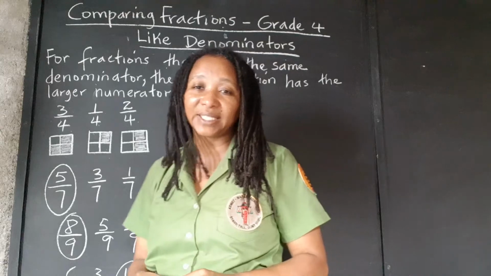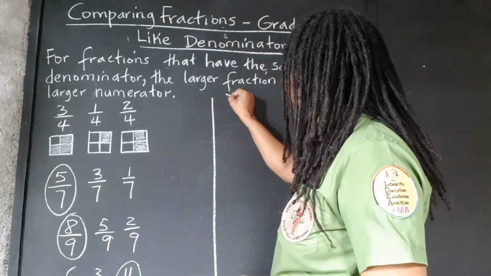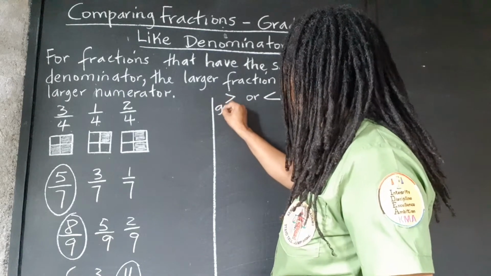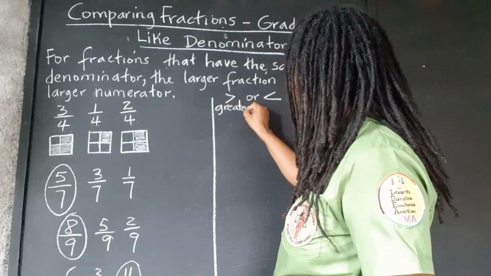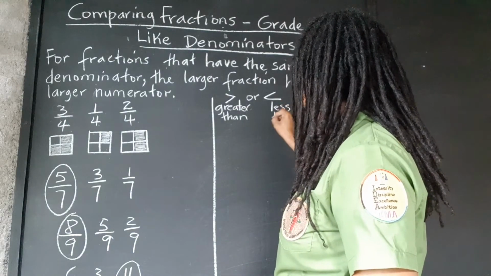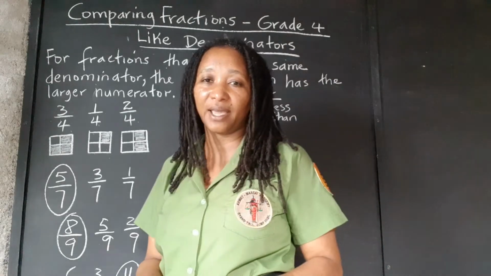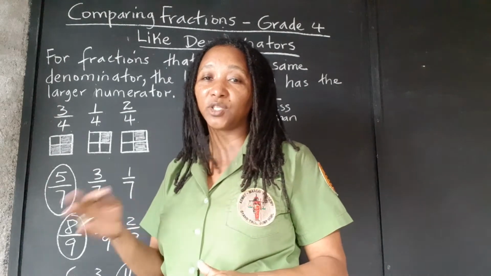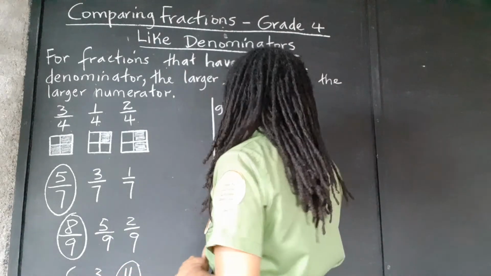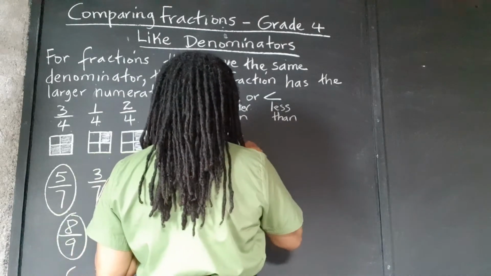So a very simple activity we're going to do now, we're going to use the greater than or less than sign. So this is greater than, and this is less than. We're just going to insert the greater than sign or the less than sign between the two fractions to say which is the bigger of the two. So, I'm just going to write some fractions here.